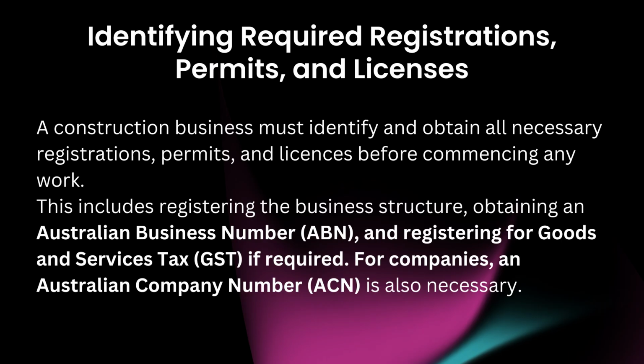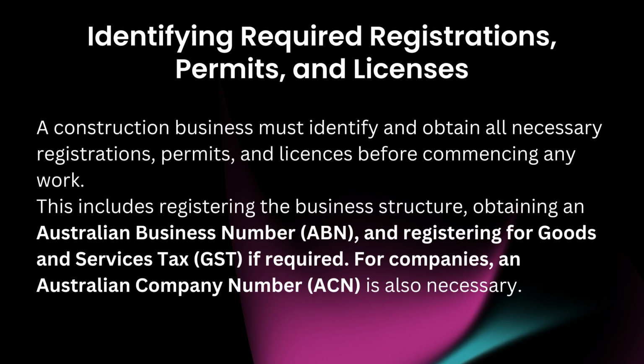Identifying required registrations, permits, and licenses. A construction business must identify and obtain all necessary registrations, permits, and licenses before commencing any work. This includes registering the business structure, obtaining an Australian business number, ABN, and registering for goods and services tax, GST, if required. For companies, an Australian company number, ACN, is also necessary.